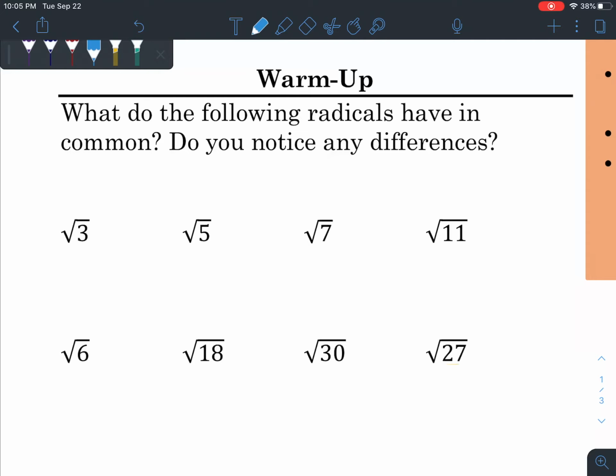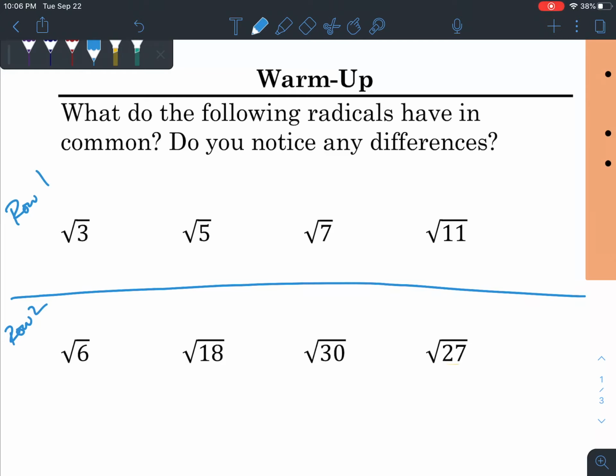Okay, so there's a couple things that we can notice. Let's call this group row 1, this group row 2. So similarly, all of them are not perfect squares. None of these numbers in the radicals are considered perfect squares. You may have also noticed that the numbers in row 1, 3, 5, 7, and 11 are prime numbers.